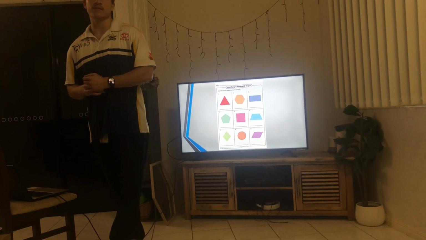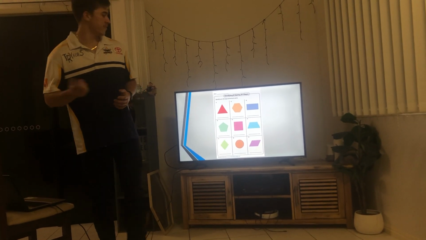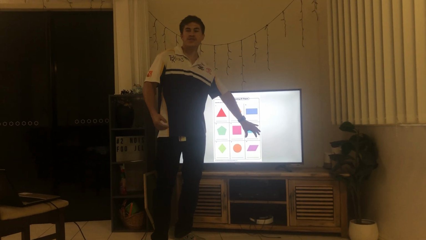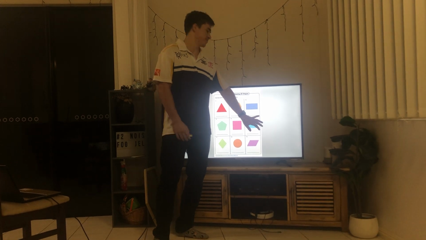Now who can tell me what shape this is? Perfect, it is a square. Now we're going to avoid this one right now, just because it's a bit tricky for us. We're going to go for this in the next lesson.